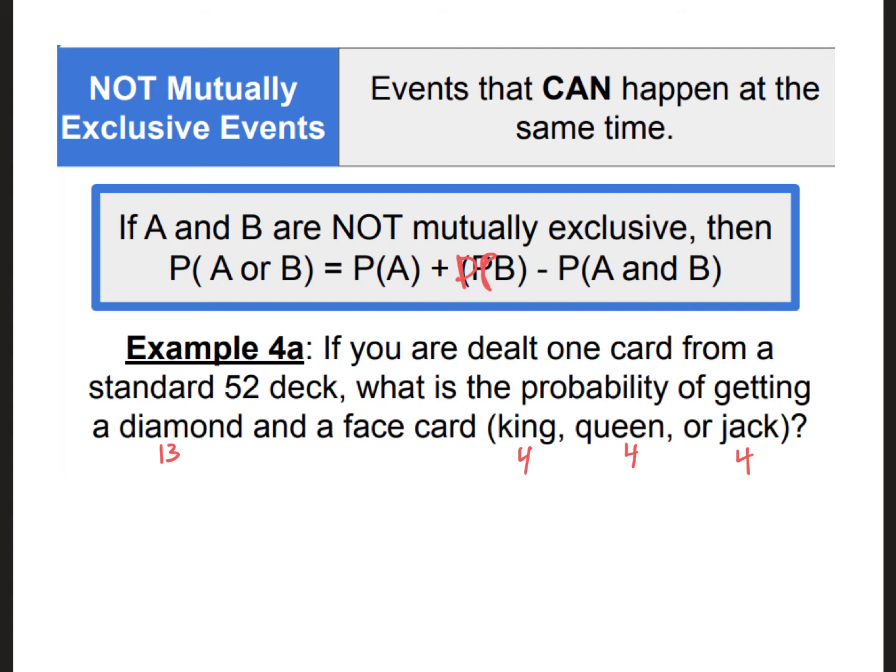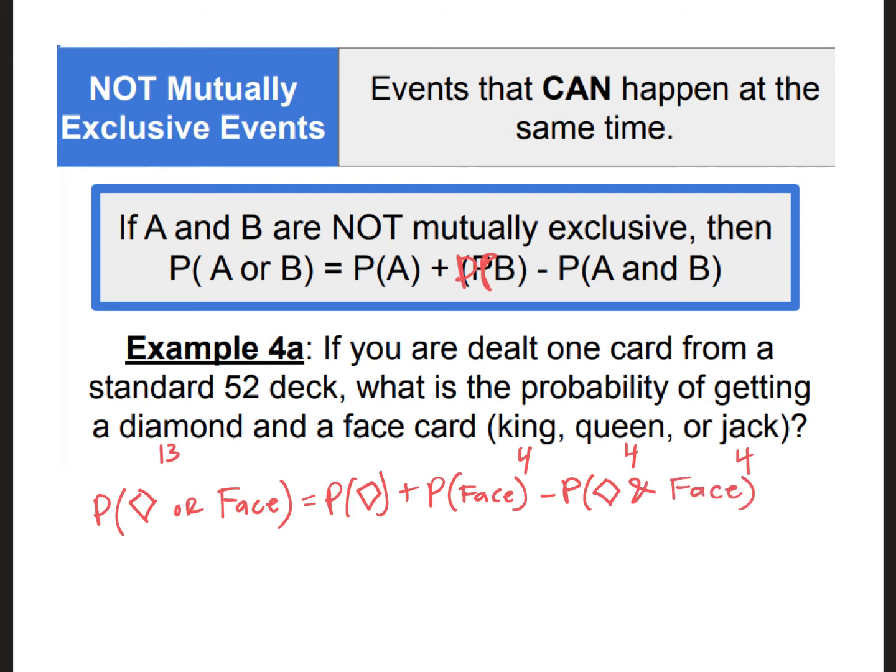If I want to find the probability that we get a diamond or the probability that it is a face card, diamond or face, that's how I'm going to abbreviate. Since those could both happen at the same time, I could pull a diamond king, a diamond queen, or a diamond jack. We're going to do the probability of drawing a diamond plus the probability of drawing a face card minus the probability of doing both, so minus the probability of a diamond and a face.